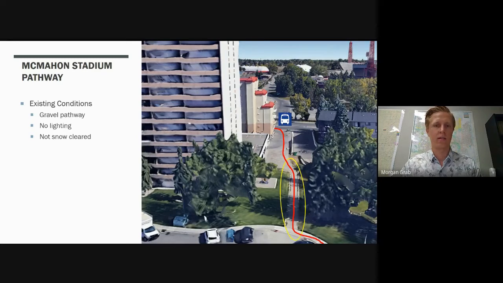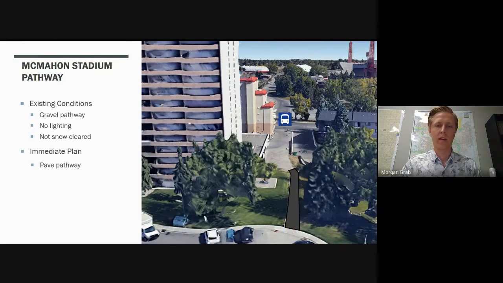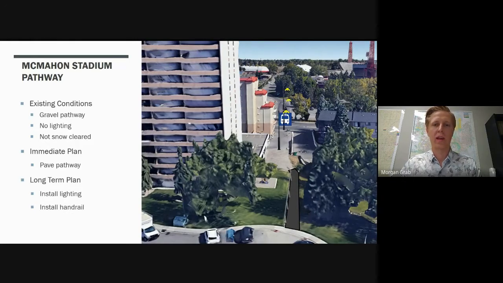Wheelchairs cannot access this. The immediate plan would be to do some regrading of the area and to make the path less steep and then pave an asphalt pathway. The path should also be added to the snow clearing plan so it isn't as treacherous in the winter. For the long term, we propose that lighting and a railing be installed, aiding in safety when walking at night and having something to grab at in the winter.